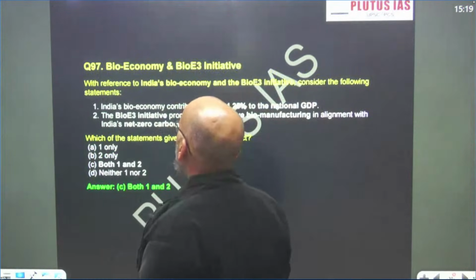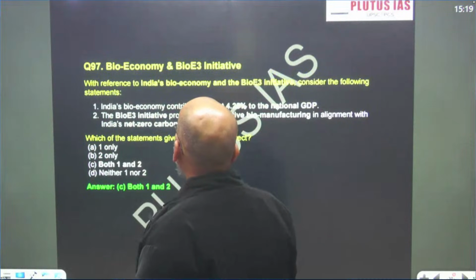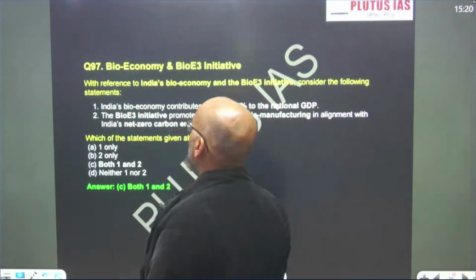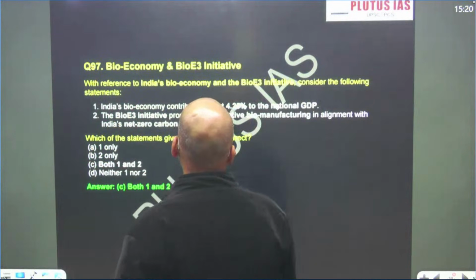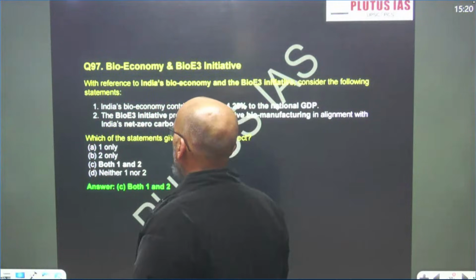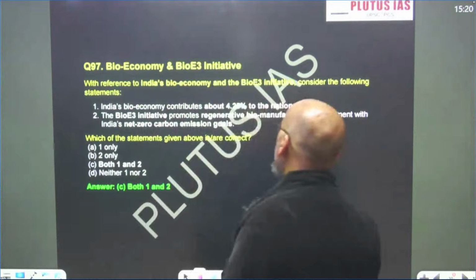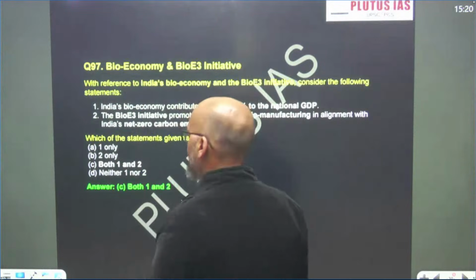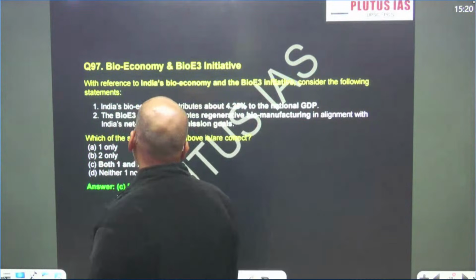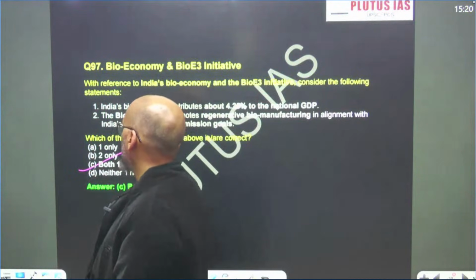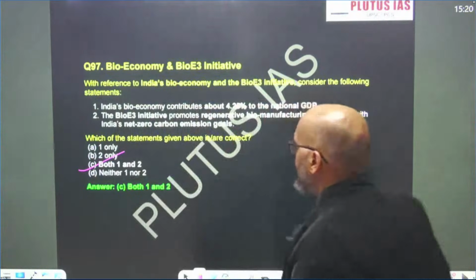Question 97, bioeconomy initiative. With reference to India's bioeconomy and Bio E3 initiative, consider the following statements. India's bioeconomy contributes about 4.25 to the national GDP. Statement 2, the Bio E3 initiative promotes regenerative biomanufacturing in alignment with India's net zero carbon emission goal. Which of the statements given above is/are correct? Both 1 and 2 are correct. Option C is correct here. Okay.